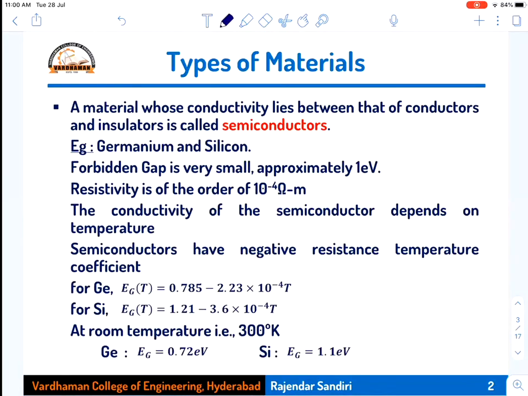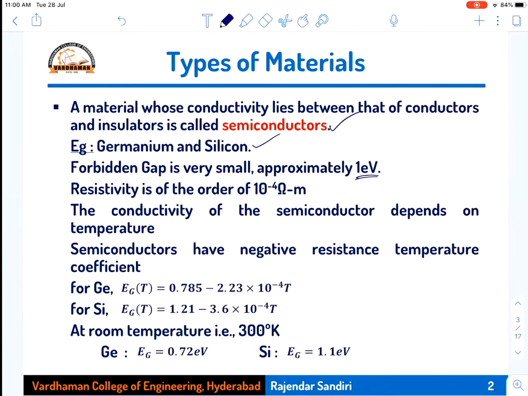Now coming to the semiconductors. A material whose conductivity lies between that of conductors and insulators is called a semiconductor. That means the resistivity and conductivity both will be in between that of conductors and insulators. What are the examples of semiconductors? Germanium and silicon. And what about the forbidden gap? The forbidden gap is very small, approximately 1 electron volt. What was the forbidden gap of the insulator? 7 electron volts. What is the forbidden gap of a conductor? 0. So the forbidden gap is also in between that of insulators and metals.